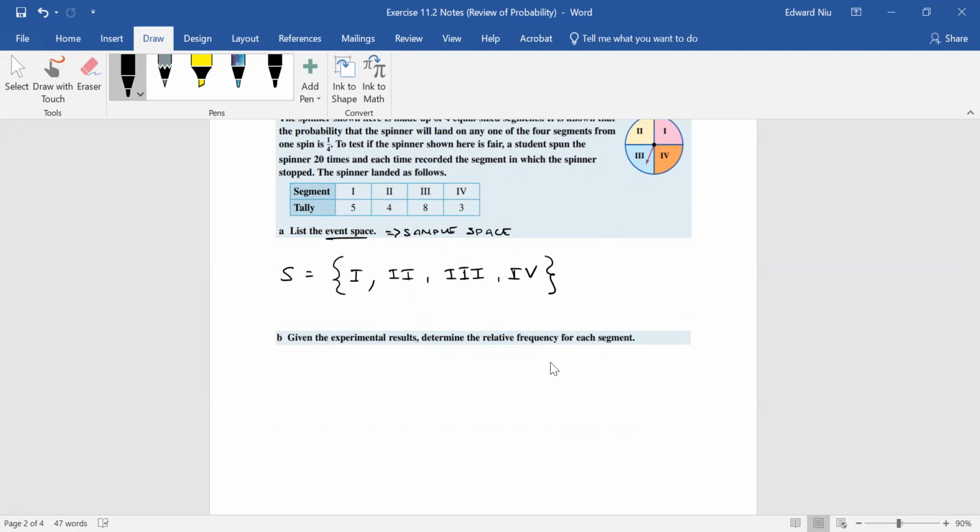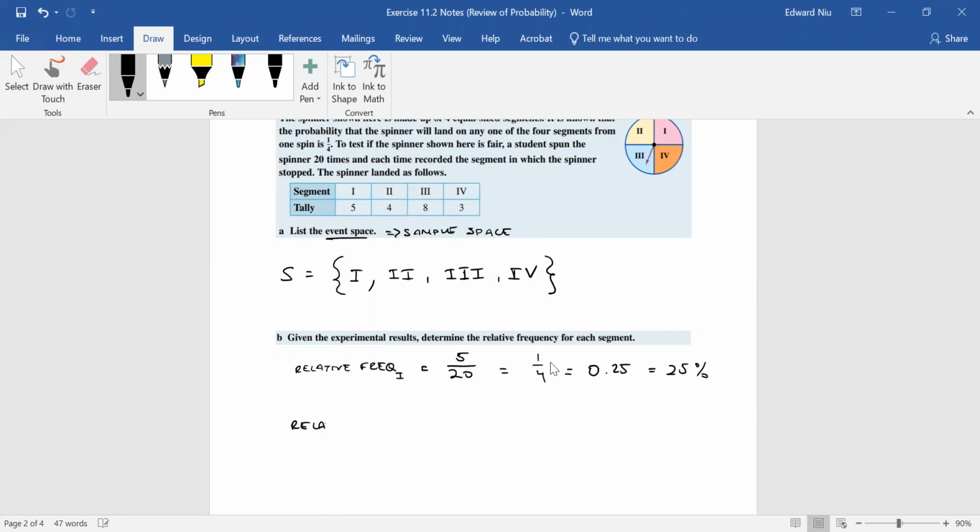So let's say relative frequency for 1, we know it was out of 20. And for segment 1, we got an answer of 5, which we know is 1 on 4, because if we divided top and bottom both by 5, we would get 1 on 4. And this can also be written as 0.25 or 25%. Okay, I'm sure all this will be familiar to you.